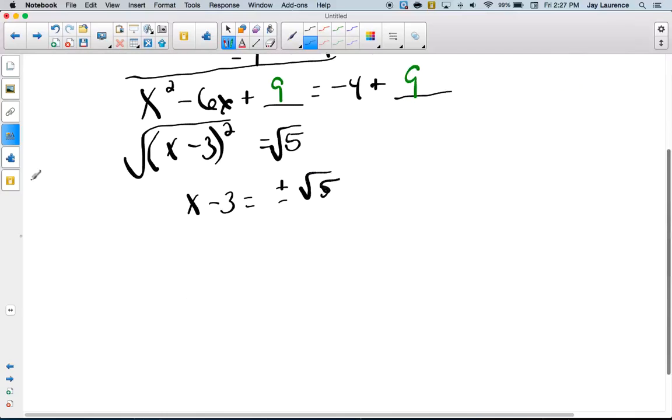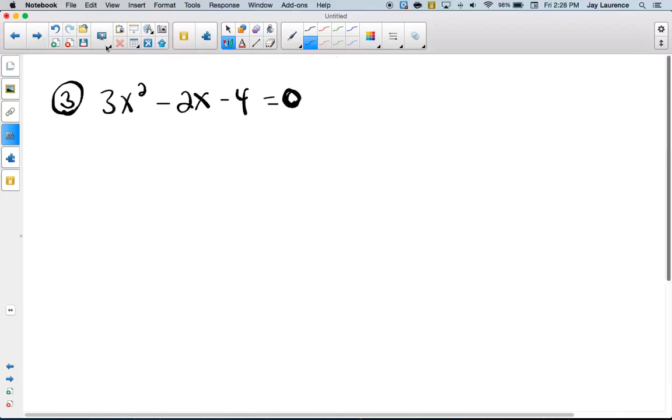And finally, I am going to add 3 to each side. And so I'm going to get 2 answers. I'm going to get x equals 3 plus or minus the square root of 5. And again, I could do a decimal approximation of the square root of 5, but only if they ask me to. If not, I'm going to leave it in exact form. All right, one more example, and then we'll let this go.